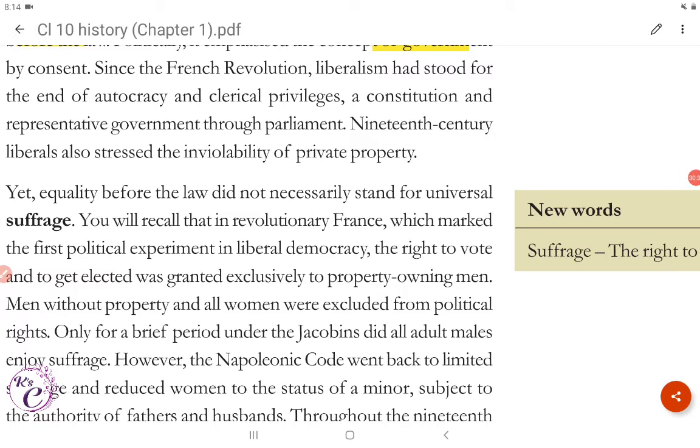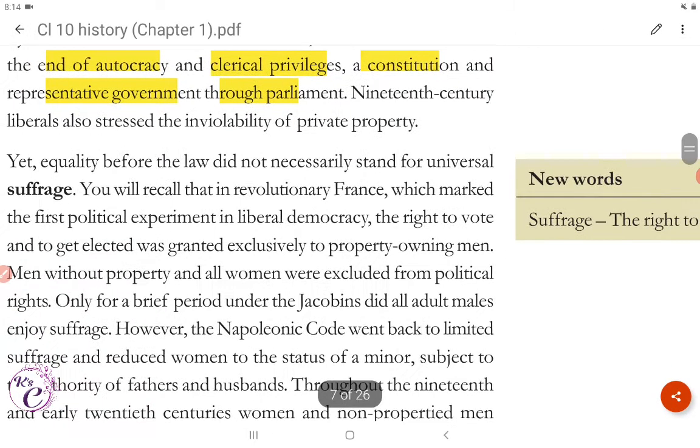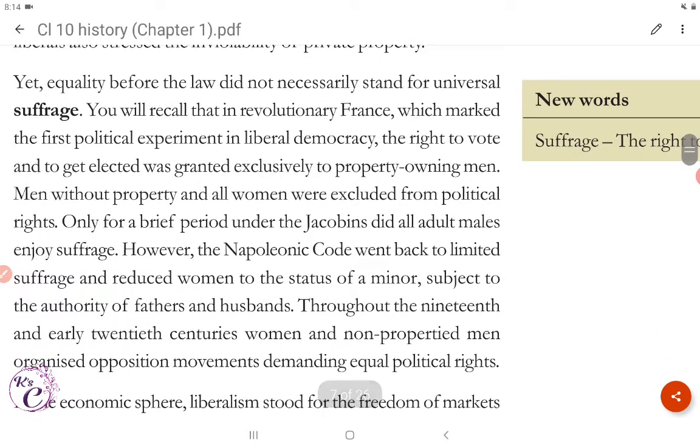Since the French Revolution, liberalism had stood for the end of autocracy and clerical privileges, a constitution and representative government through parliament. 19th century liberals also stressed the inviolability of private property. Yet, equality before the law did not necessarily stand for universal suffrage.